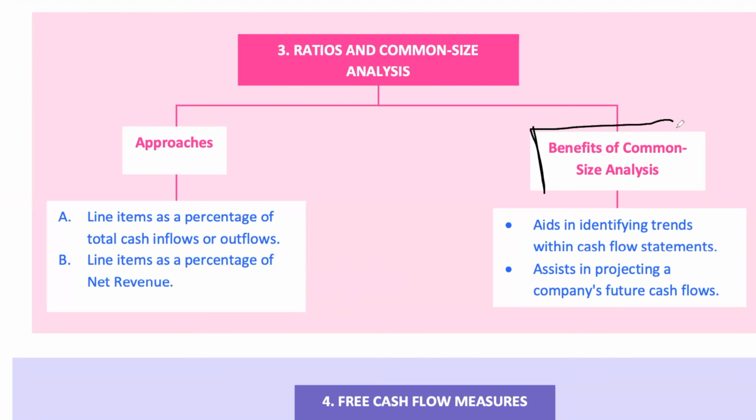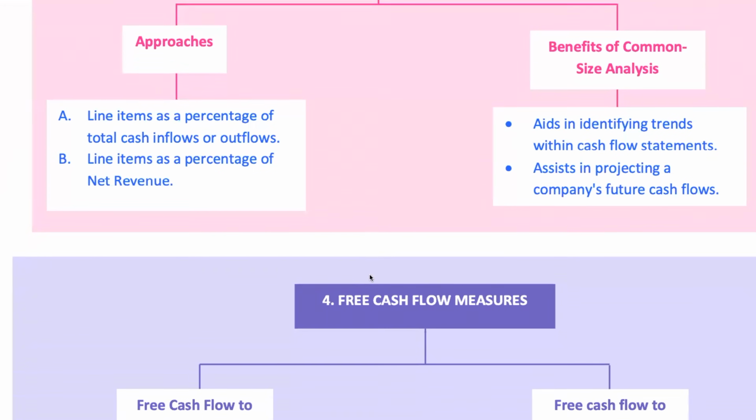So why do we use common size analysis? Well, it's incredibly helpful for spotting trends in cash flow over time. For example, if you notice that a higher percentage of cash is consistently coming from financing activities rather than operations, that might raise some red flags. Additionally, this analysis is useful for forecasting future cash flows. By understanding these trends and how different line items relate to total cash or revenue, you can make more accurate predictions about a company's future financial performance.